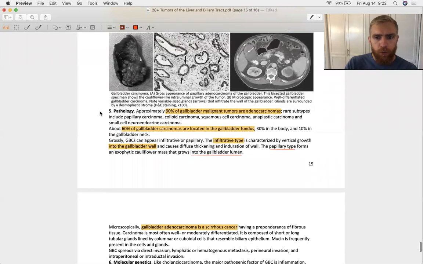Grossly, they can be infiltrative or papillary, and that's just referring to, is it growing out or into the gallbladder? If it grows into the lumen, it's your papillary type. If it grows out into the wall, that's your infiltrative type, kind of analogous to how you've got polypoid or annular colorectal carcinomas.